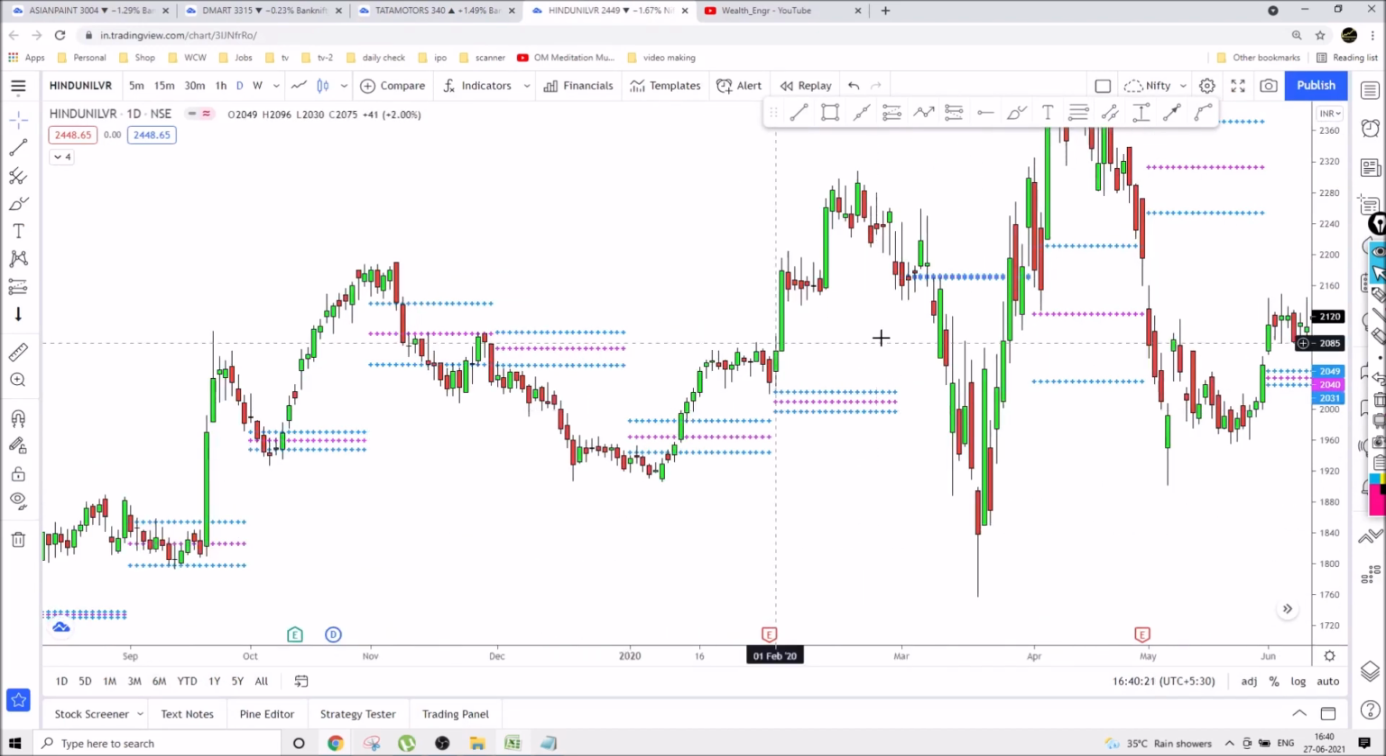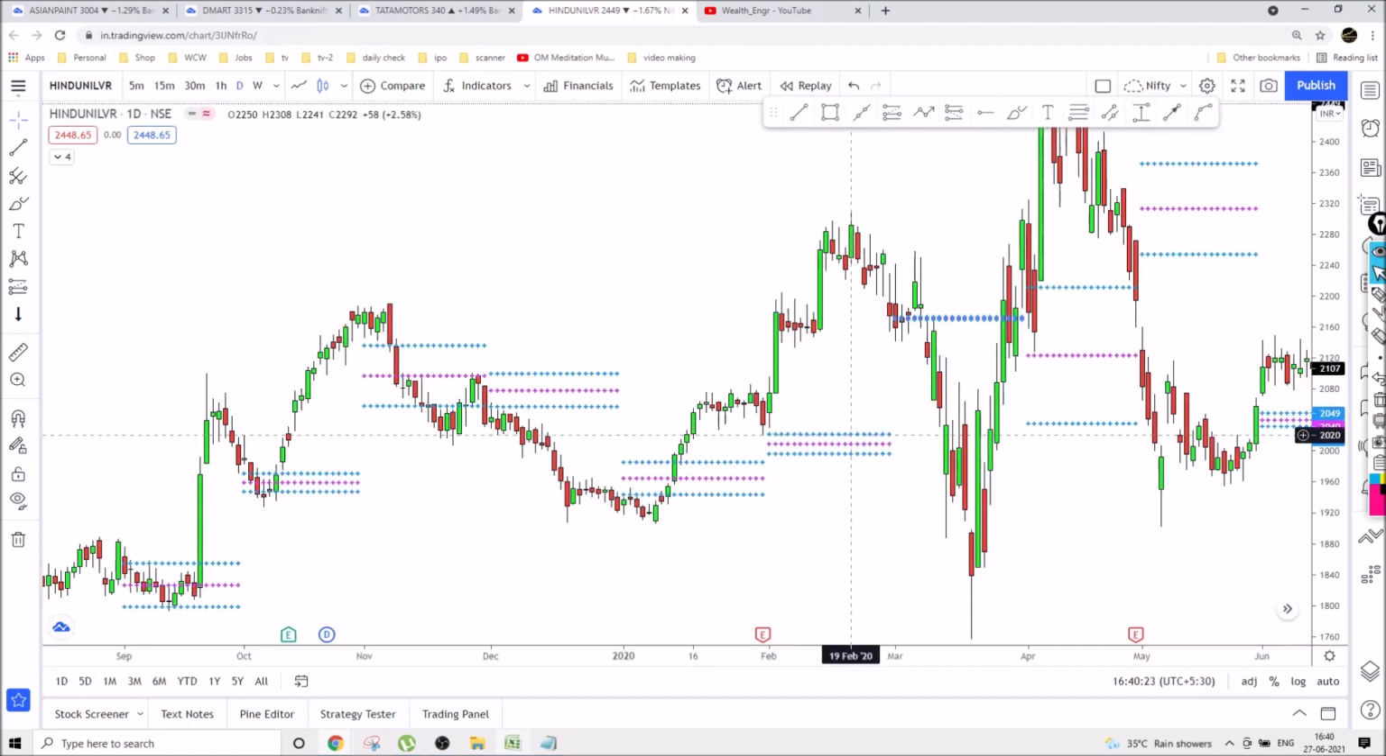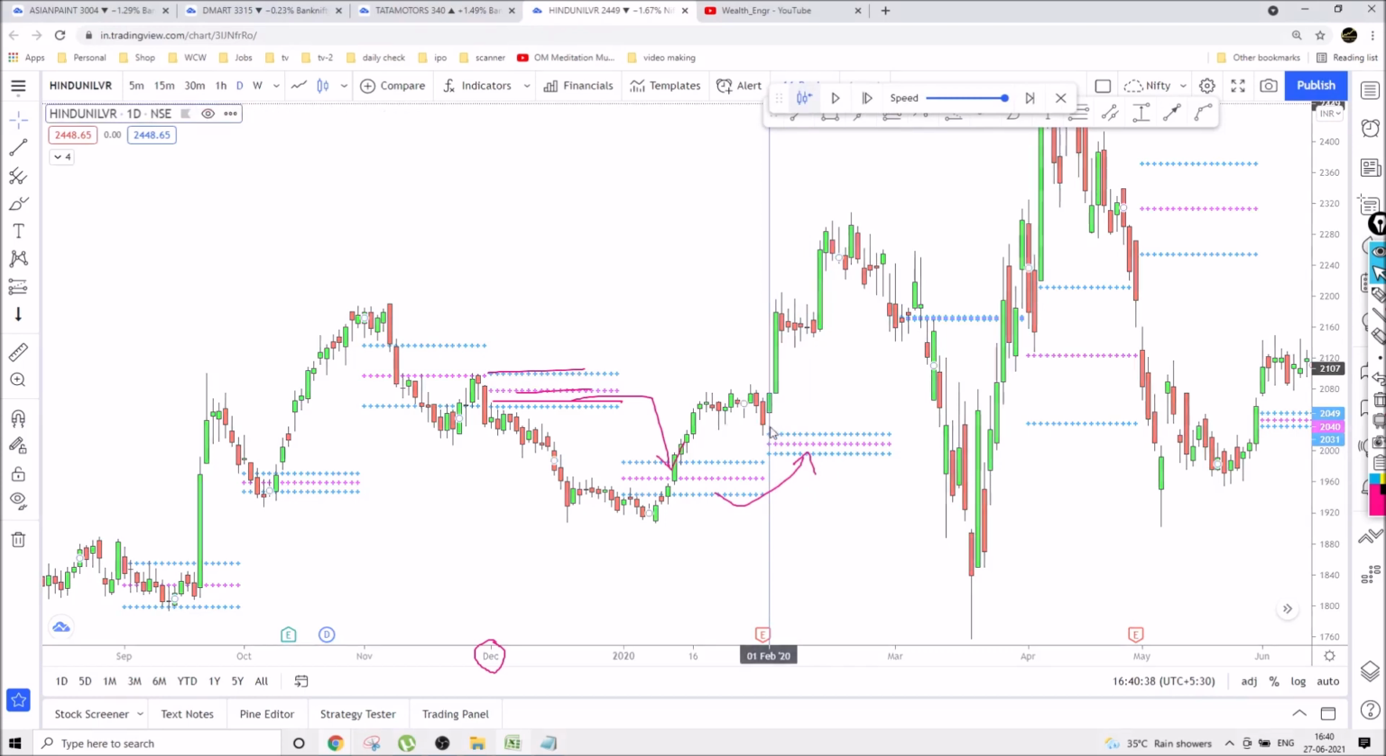I'll explain this stock, and we will try to wind up this strategy. Here you have December month CPR descending and ascending. So this forms the setup. So where is the first candle? Let me bar replay this. 1st February.